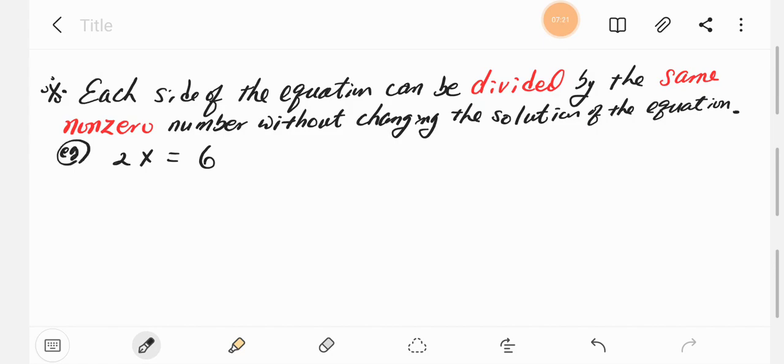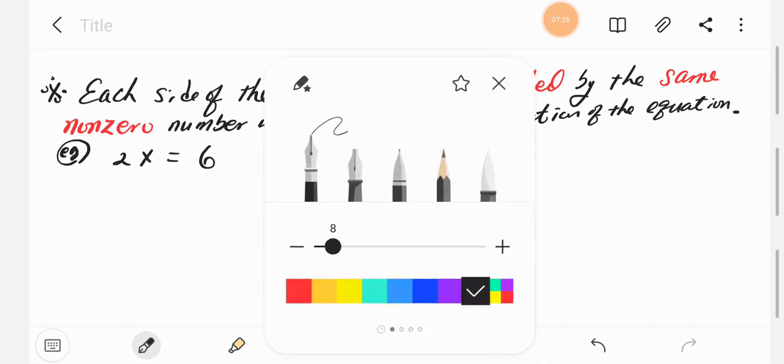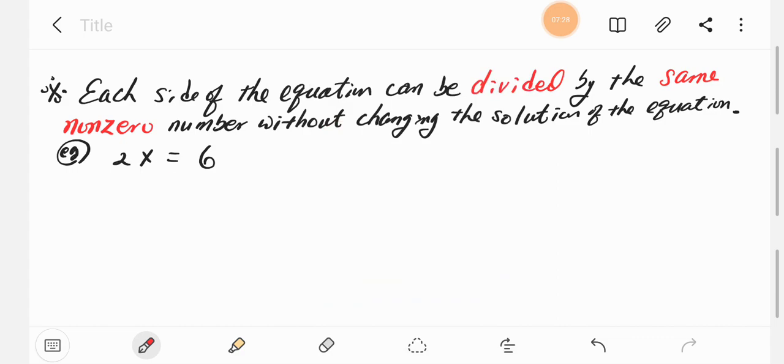Okay, each side of the equation can be divided by the same number. Look at this. The left side of the equation is 2x and the right side is 6. In order to solve this equation, we need to find x. In this case, 2 times 0 is 0, and 0 is not equal to 6. So 0 is not the solution. Then how about 1? 1 is not a solution because 2 times 1 is 2, and that's different from 6. So how do you find it?